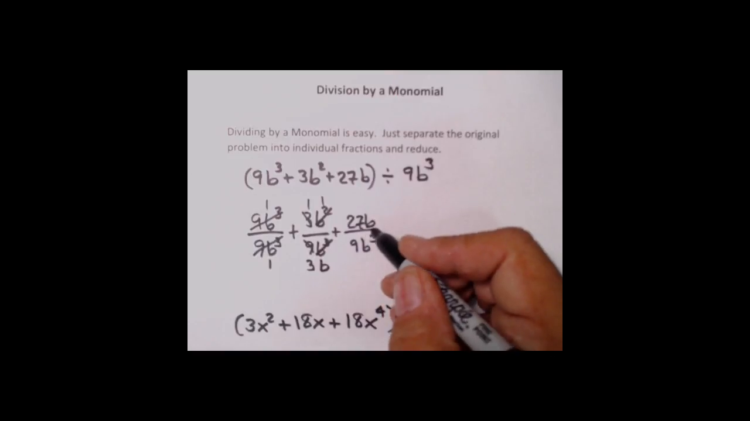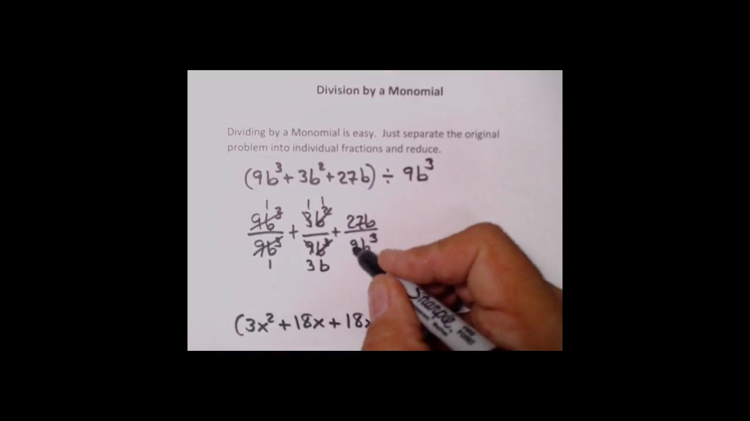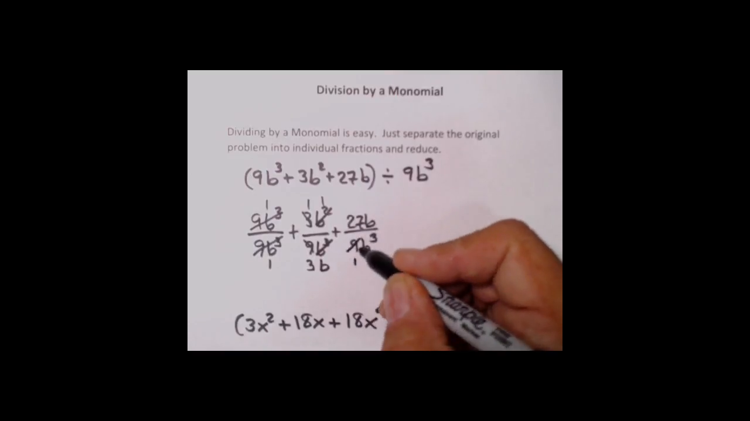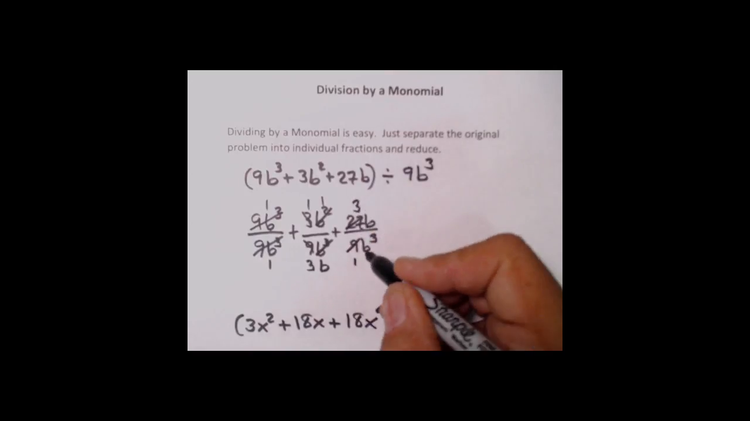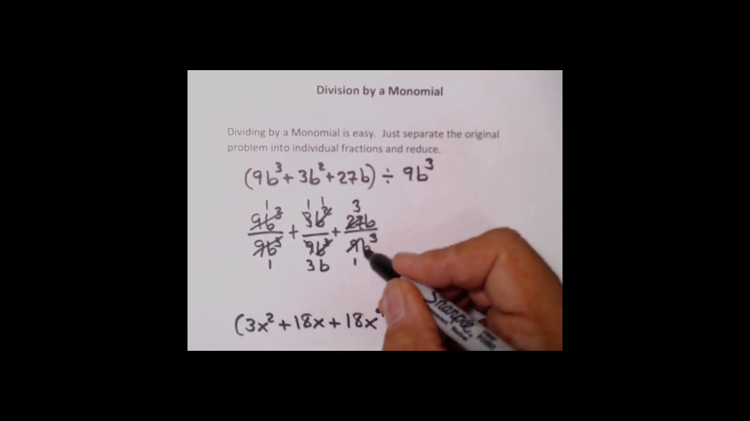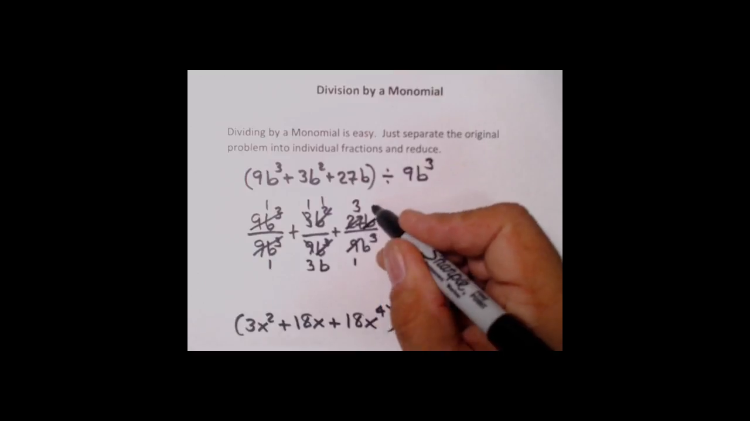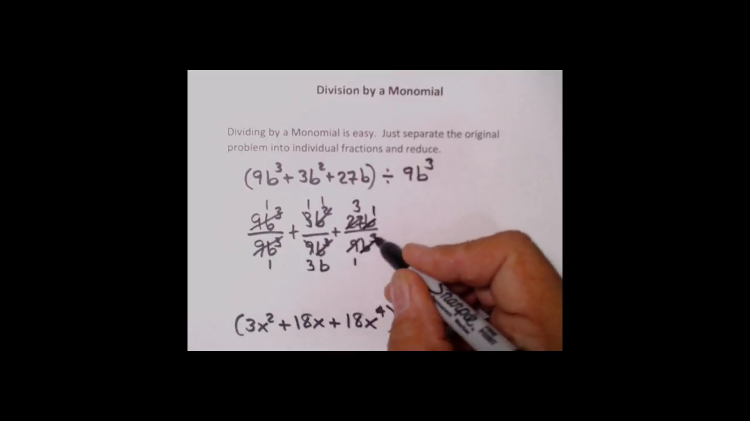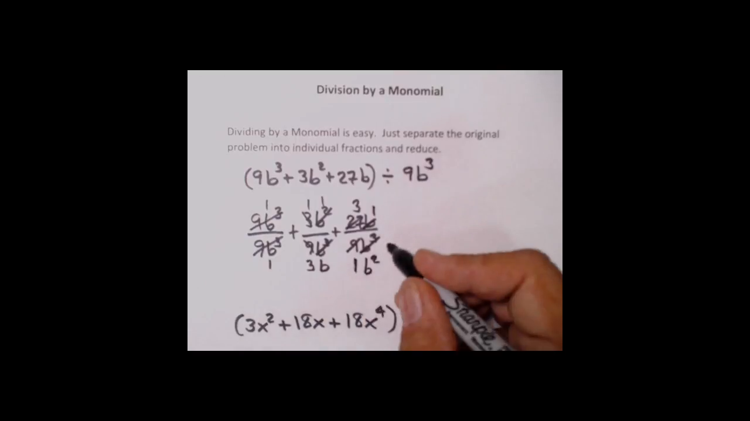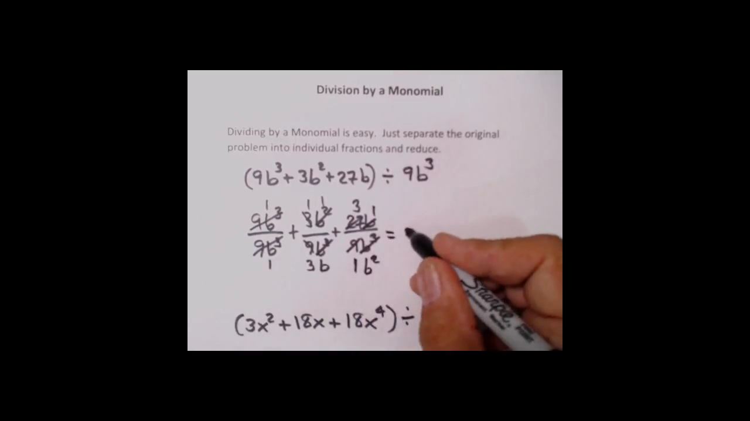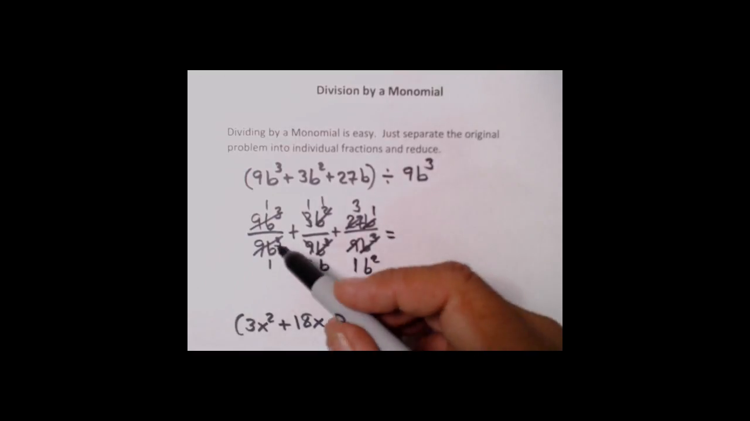Okay, and then the last guy here, well, 9 reduces into 27. 9 goes once, and into 27 it goes 3 times. I can reduce a single b top and bottom. One b goes into b once, and in the b cubed it leaves 2 b's. Okay, so let's put together what we have left for each of these terms.